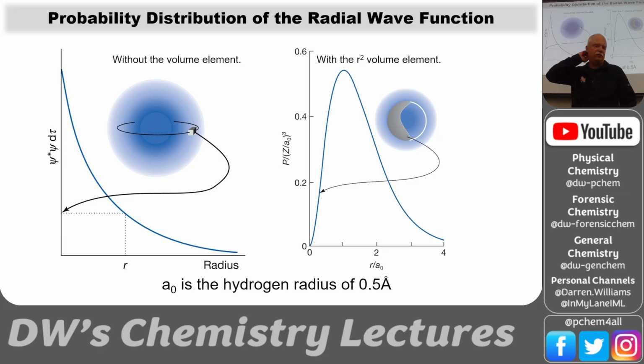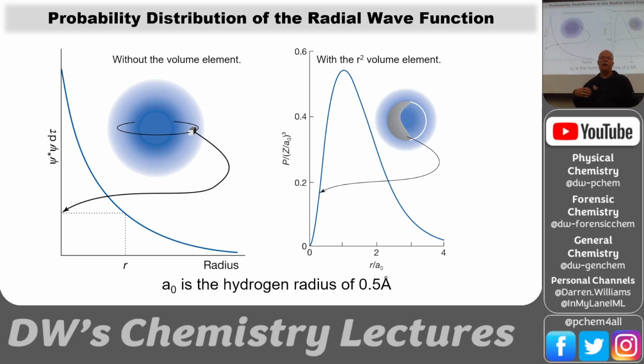Okay, let's look at this radial distribution function. This is what the wave function looks like. But if you look at it, it looks like it spends all its time in the nucleus at r equals 0. But this is the wave function. This is not the probability distribution. The probability distribution is the wave function squared.